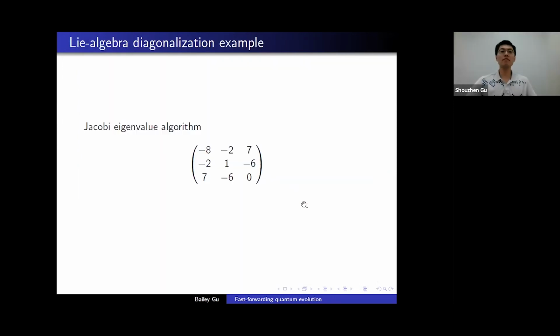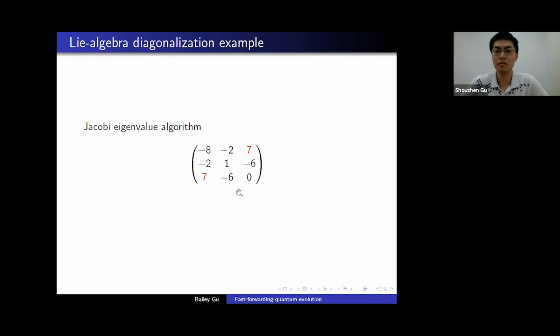Okay. Well, let me talk about Lie-algebra diagonalization then. I think it's best illustrated with an example. And the Lie-algebra diagonalization is very similar to the Jacobi eigenvalue algorithm, which is a classical algorithm. So let's say that we want to diagonalize a Hermitian matrix like this. What we can do is identify the off-diagonal element with the largest norm. So in this case, it will be the 7.